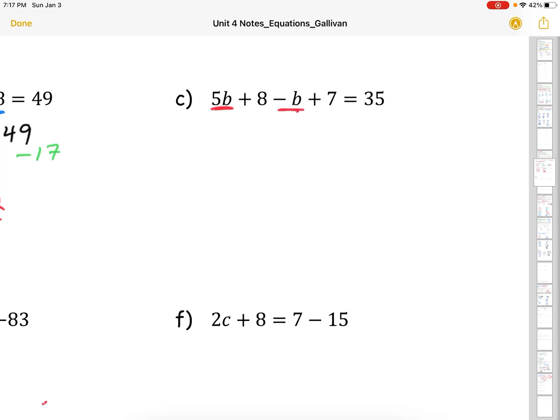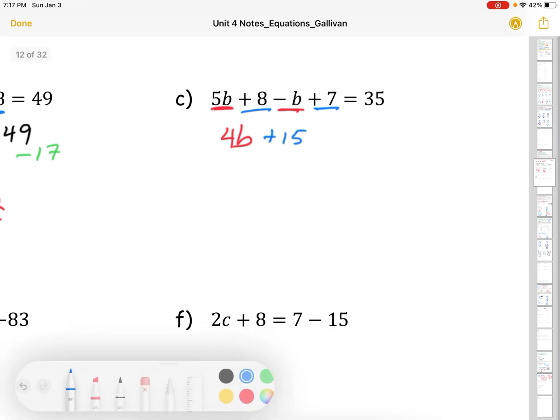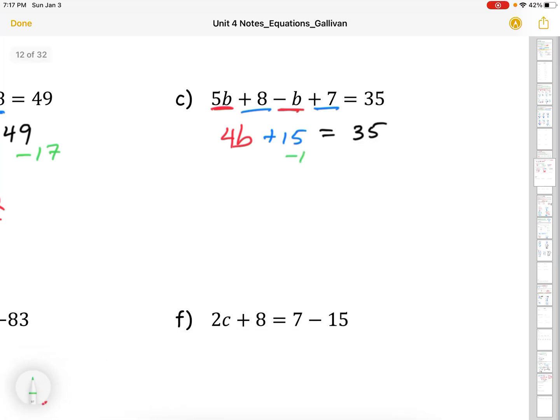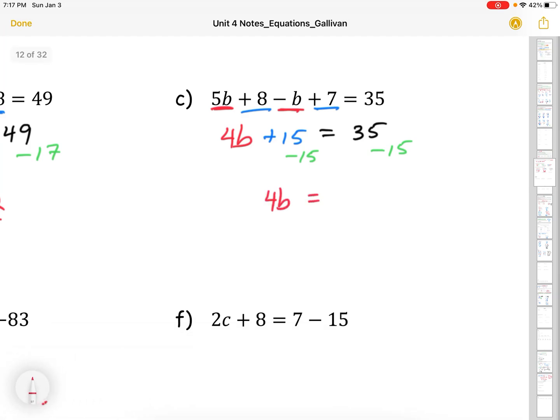I have 5b and minus b, and I also have 8 and 7. So 5b minus b is 4b, 8 plus 7 is 15, which equals 35. I'm going to minus 15 from both sides because I want to isolate my 4b. So I'll get 4b is equal to 20. 35 minus 15 is 20. Divide both sides by 4. Cancels out on this side. So b is equal to 5.